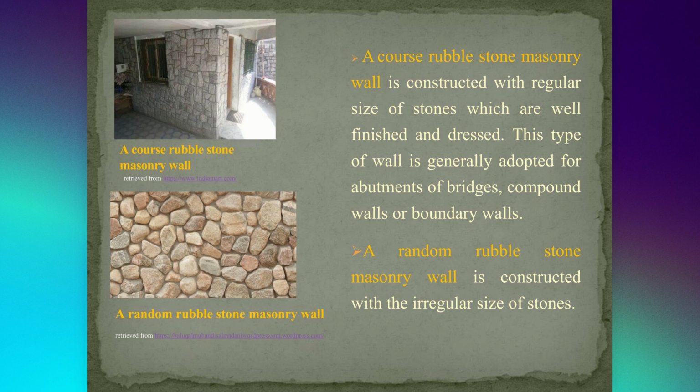A coarse rubble stone masonry wall is constructed with a regular size of stones which are well finished and dressed. This type of wall is generally adopted for abutments of bridges, compound walls, or boundary walls. A random rubble stone masonry wall is constructed with the irregular size of stones.